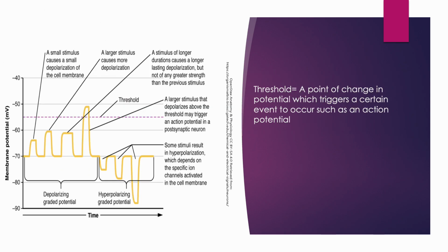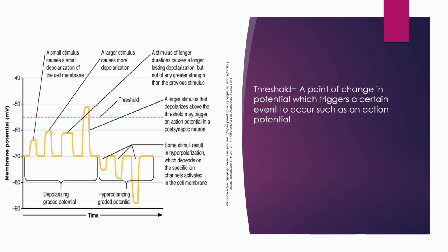Okay, so now we're going to dive into how graded potentials fit into the bigger picture of communication. First, it's really important that we refresh our memories on what a threshold is. That's a point of change in potential which triggers a certain event to occur, such as an action potential. As you can see here, we have a chart going over again where and at what levels depolarization happens versus hyperpolarization, and where that is in relation to the threshold.